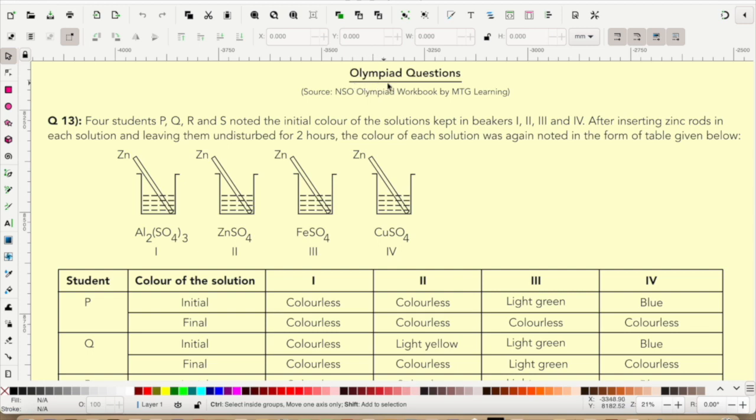Now let us see a few Olympiad questions. I have taken these questions from the NSO Olympiad workbook by MTG Learning.